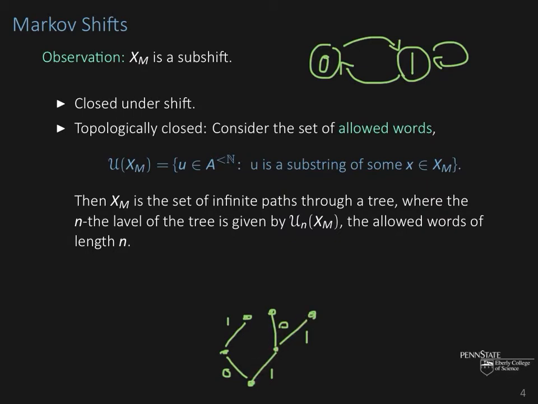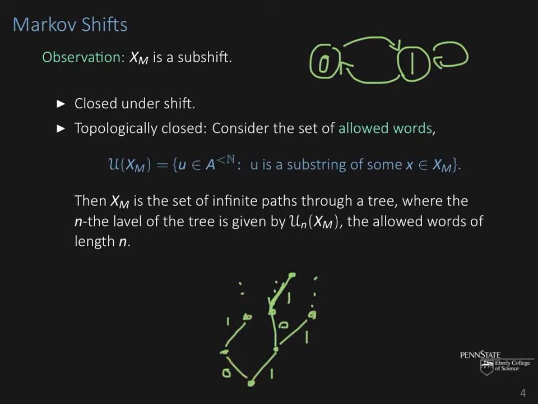And then we can continue this by looking at the allowed words of length 3, and so on. And we will see that, well, here 0, 0 is the forbidden word, so we cannot possibly extend with a 0 here. We can only again extend with a 1 here. Right? And the set of all sequences in X_M is just the set of all infinite paths through this tree.